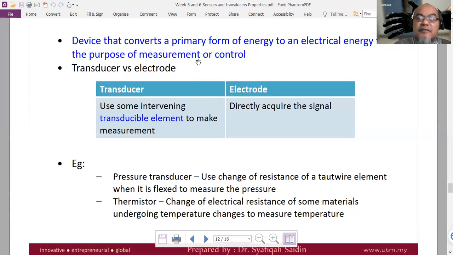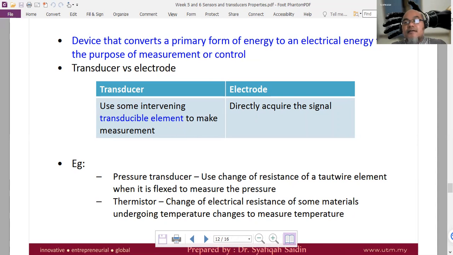What is the difference between transducer and electrode? Because in biomedical instrumentation we also use electrodes. A transducer uses some intervening transducible element to make a measurement, while an electrode usually directly acquires the signal from the body. If you use ECG, EEG, EOG, EMG, you attach electrodes to the skin to capture the ionic signal and put it into an electronic signal. Basically, they are of the same information form, which is in the form of charge.